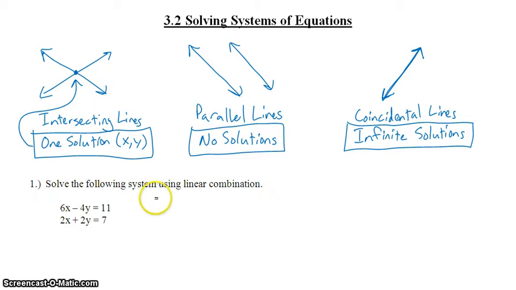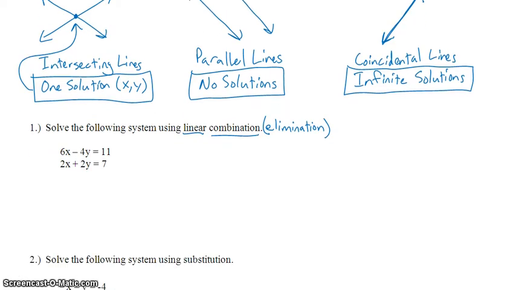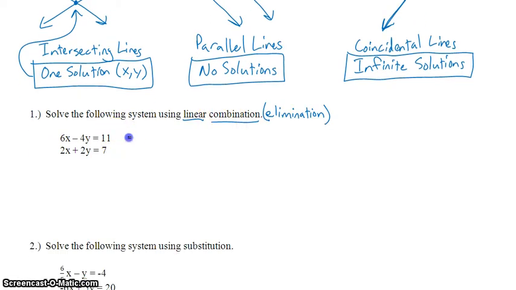Let's solve a system. The first method to solve a system, we're going to use linear combination. Last year, you might have called linear combination elimination. To do linear combination, we're going to multiply both equations by numbers so that the coefficients for one set of variables are opposites. I can either make my x coefficients opposites or my y coefficients opposites. I'm going to pick my x's. I need to make my x coefficients opposite of each other.